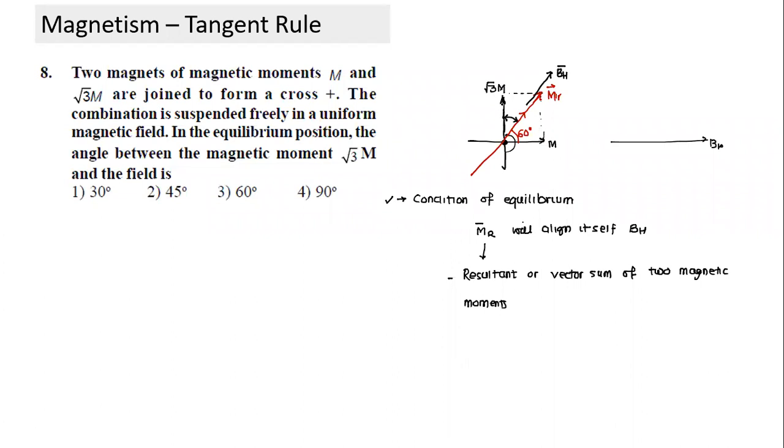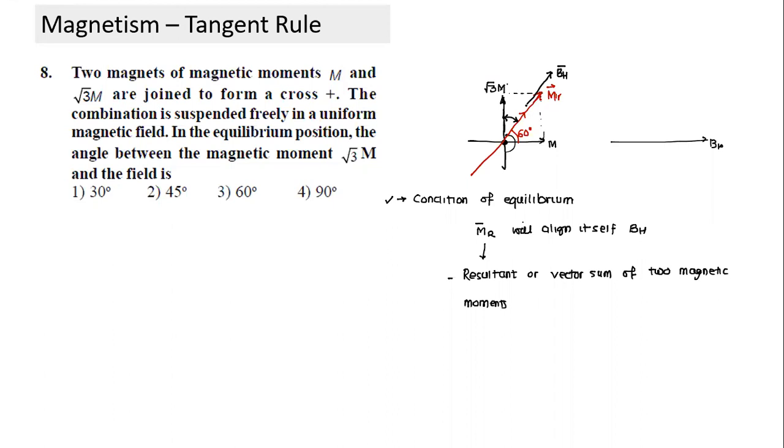The important point we have learned is that whenever more than one bar magnet is combined, we can treat them as one bar magnet having a dipole moment which is the vector sum, and its direction will also be along the resultant direction.